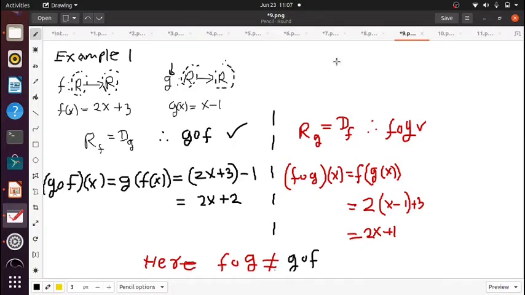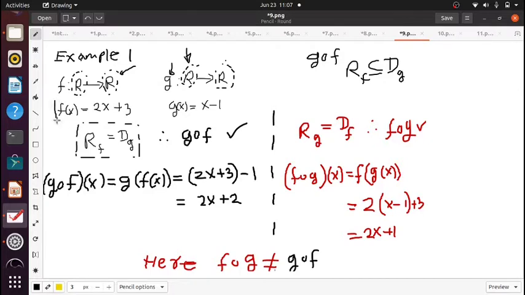Now, what is the criteria that needs to be satisfied? If you want to define function g by f, the range of the function f should be equal to or a subset of the domain of g. This is the criteria. Now let's see if this happens. You can see here that the range of the function f is equal to the domain of the function g, because here the domain is the set of R and the range will also be the set of R.